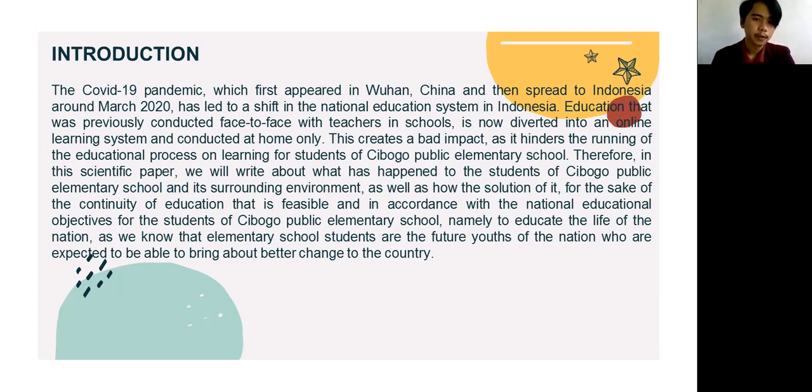Therefore, in this scientific paper, we will write about what has happened to the students of Chibogo Public Elementary School and its surrounding environment, as well as the solution for the sake of the continuity of education that is feasible and in accordance with the national educational objective for the students of Chibogo Public Elementary School, namely to educate the life of the nation. As we know, elementary school students are the future youths of the nation who are expected to be able to bring about better change to the country.